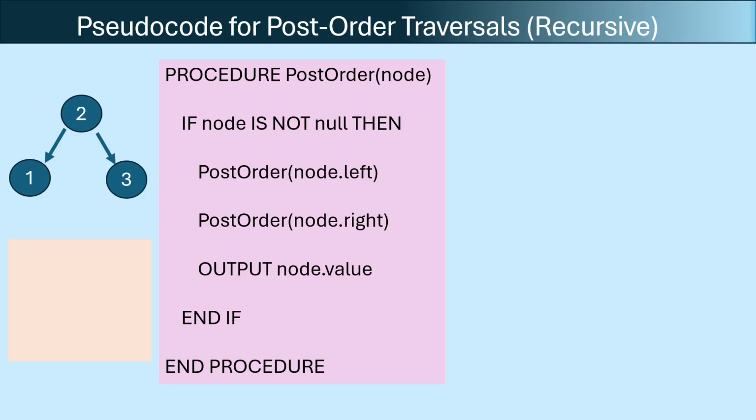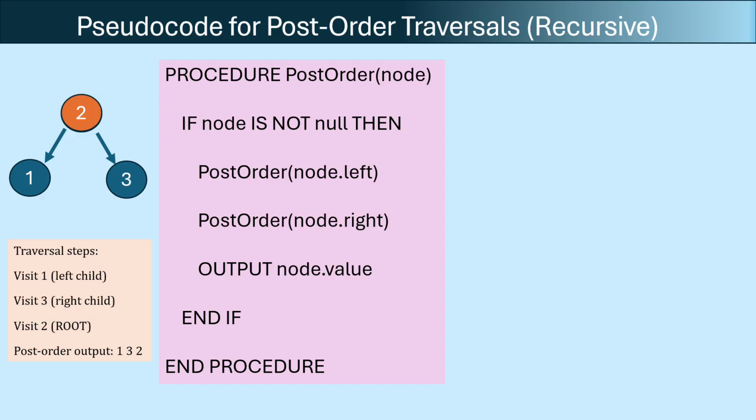The last one is the post-order traversal. So just to recap, we need to visit the left child first. Then we look at the right child. Then we look at the root. So this would print out 1, 3, 2. So let's go through this.